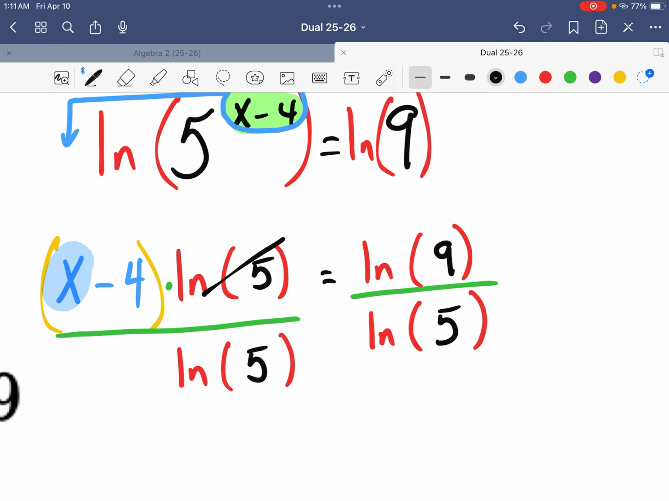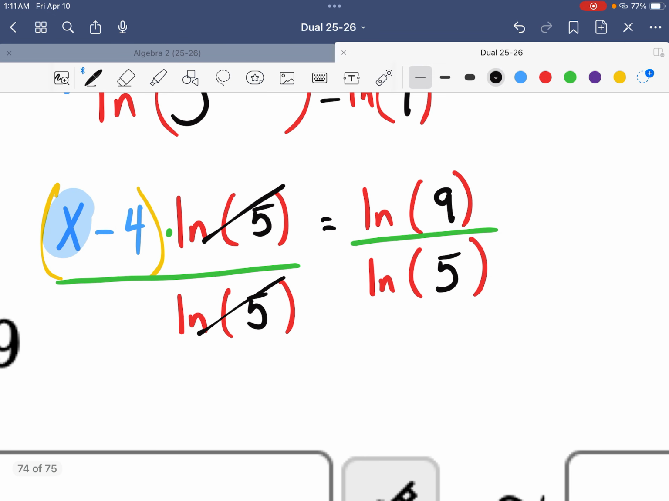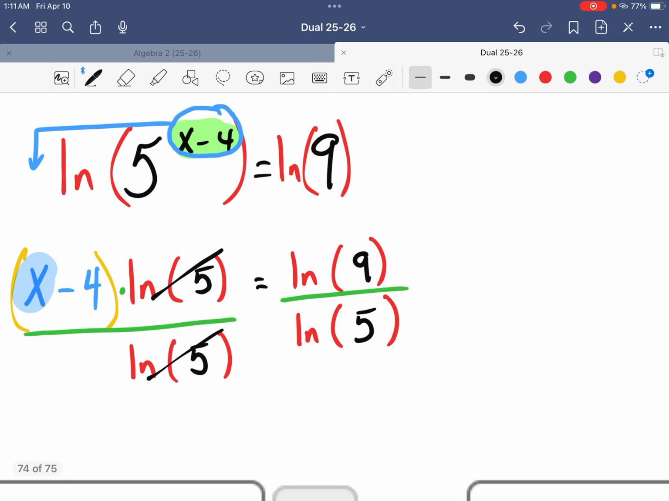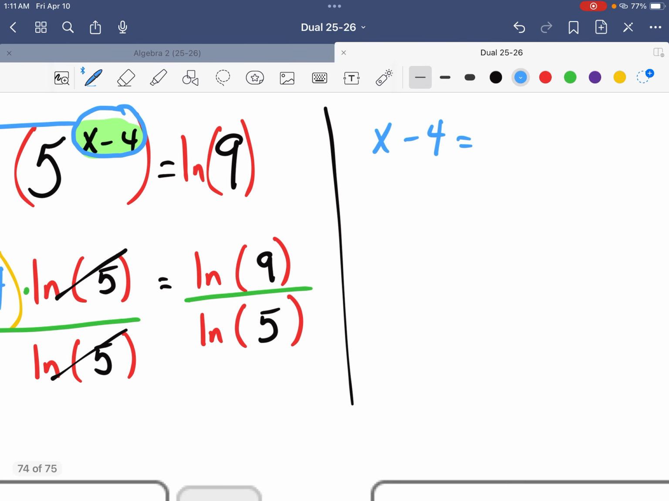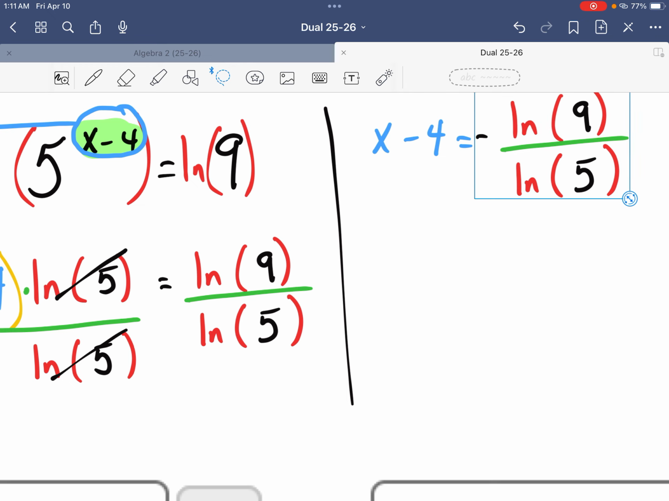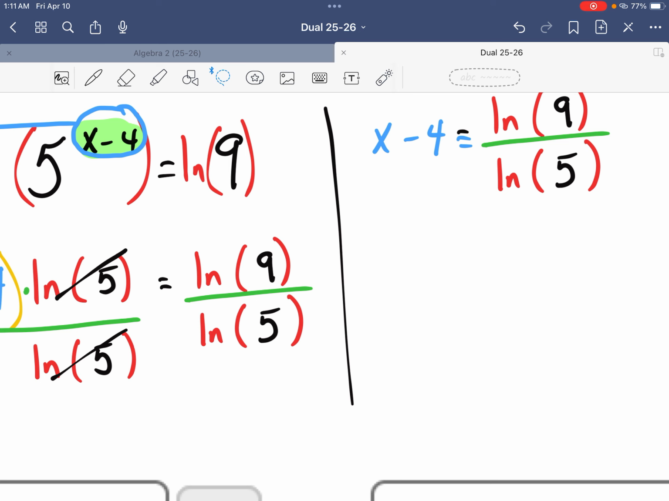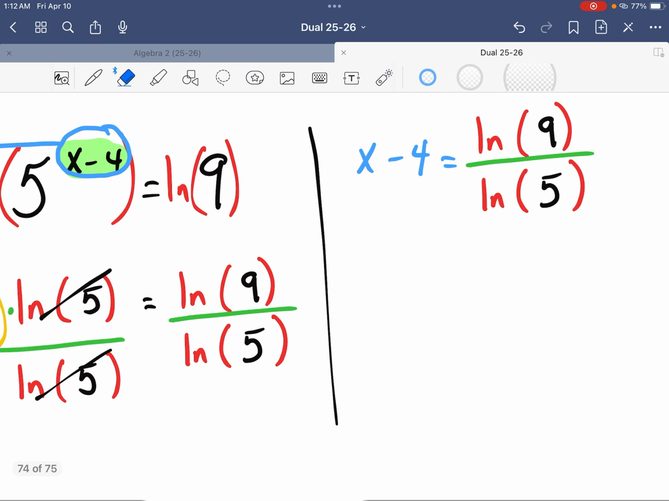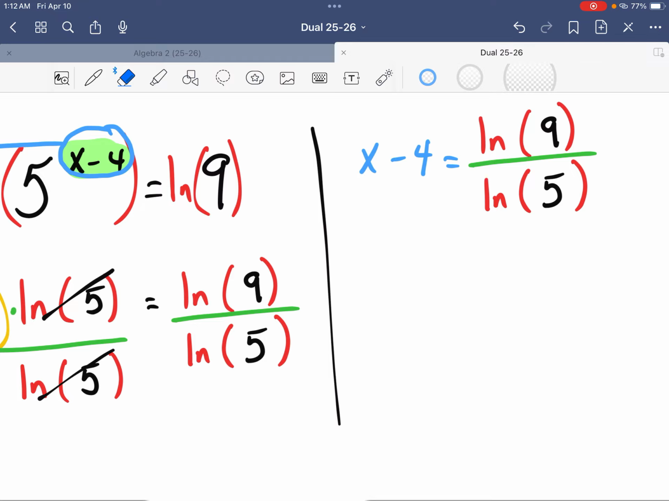And these cancel. What am I left with? I am left with x minus 4 equals... okay, sorry, I was too lazy to write it. x minus 4 equals ln 9 divided by ln 5.